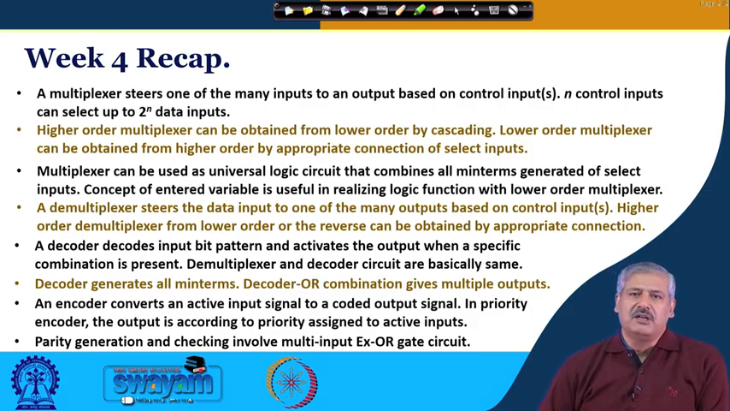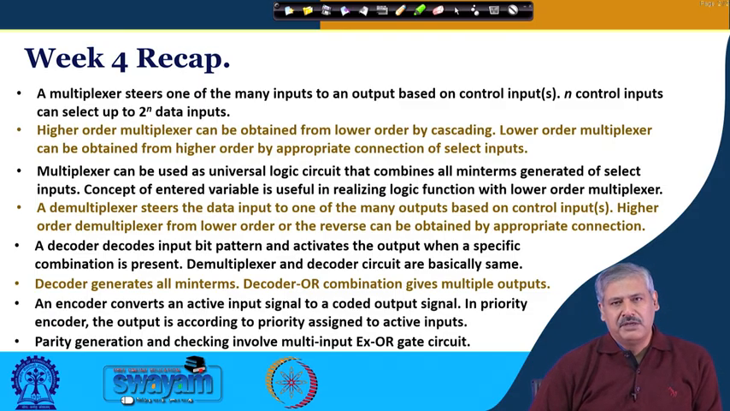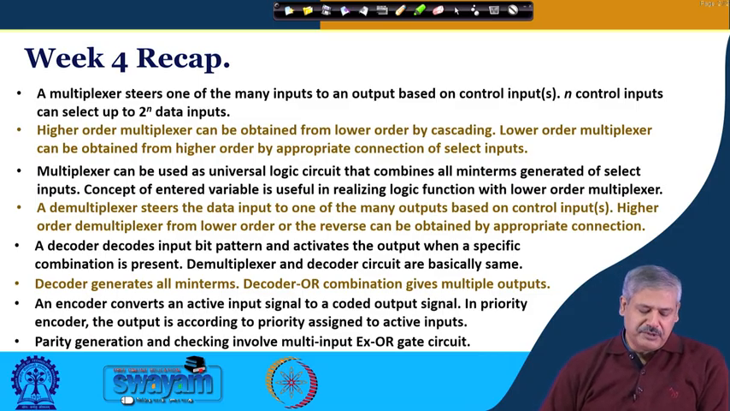And we also saw that demultiplexer circuit and decoder circuit are essentially the same. So, decoder decodes a particular combination or input bit pattern when it is present at the input side, and essentially generates all the minterms, and these minterms can be combined together with OR gates to produce many different kinds of output. So, whenever we are talking about multiple output generation, then decoder with OR combinations, that is, multiple OR gates which take appropriate minterms from the decoder output, can be useful.